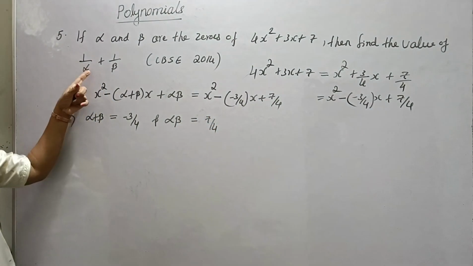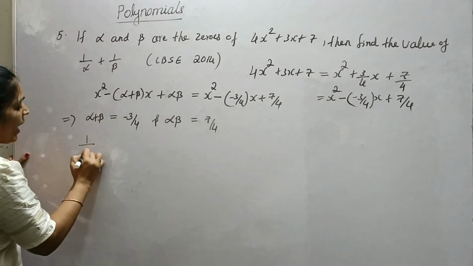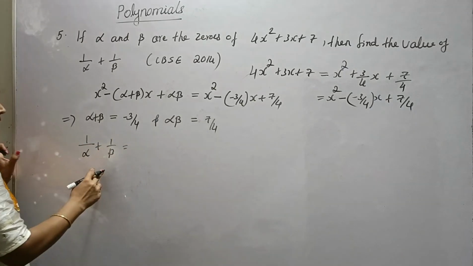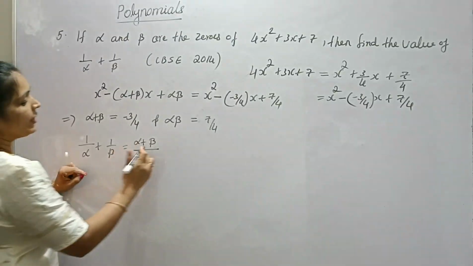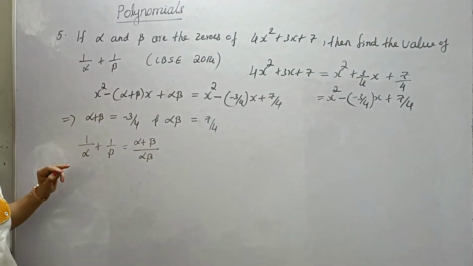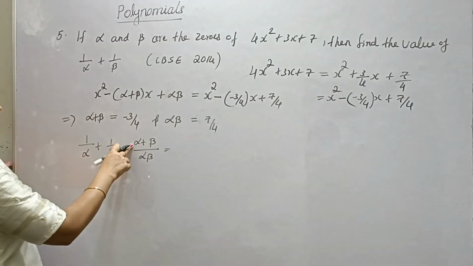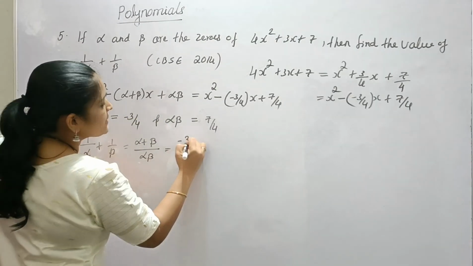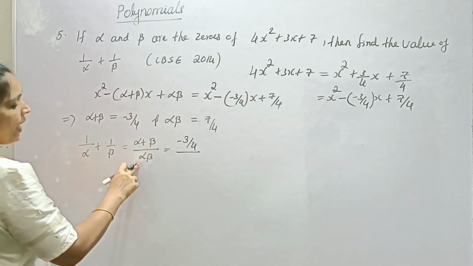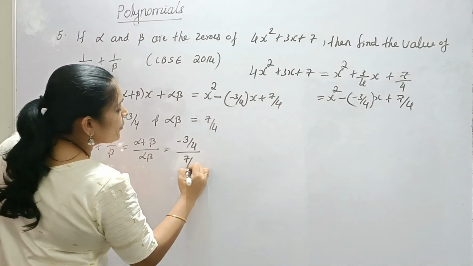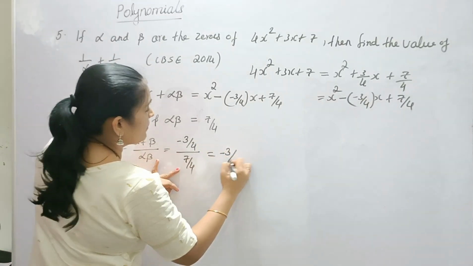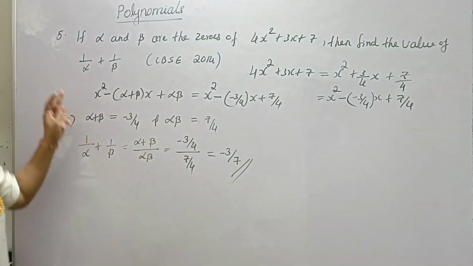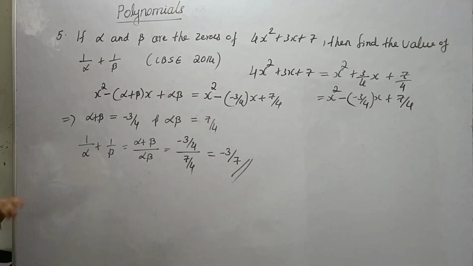Okay. Now what we have to find? We need to find 1 by alpha plus 1 by beta. That is nothing but, taking LCM, alpha plus beta divided by alpha into beta. Okay, LCM is alpha into beta. That is equal to, what is the alpha plus beta value? Minus 3 by 4 divided by alpha into beta, which is 7 by 4. Here 4 cancelled, then minus 3 by 7. So the value of 1 by alpha plus 1 by beta is minus 3 by 7.